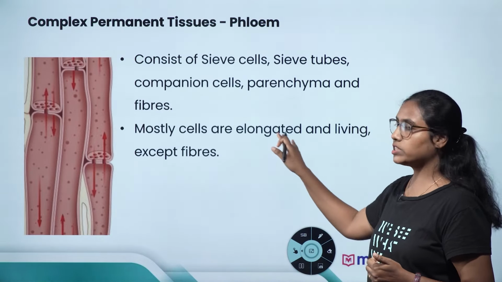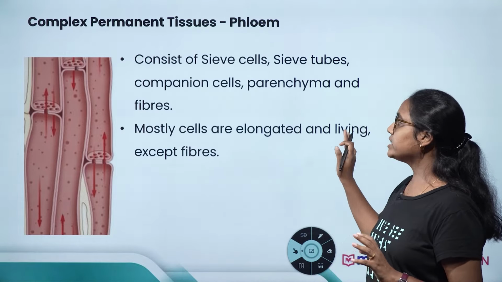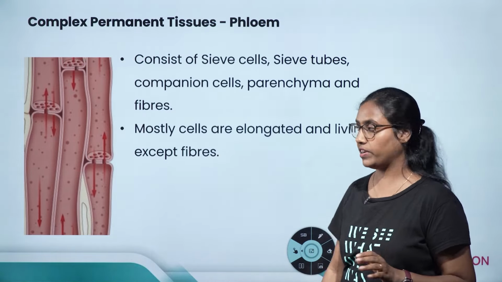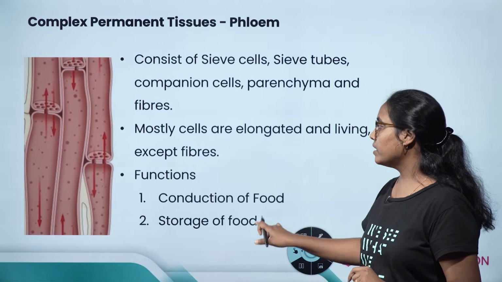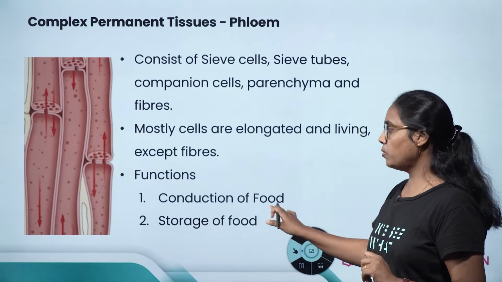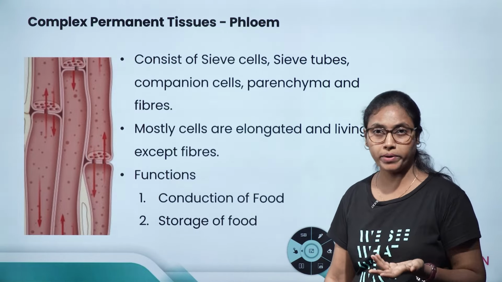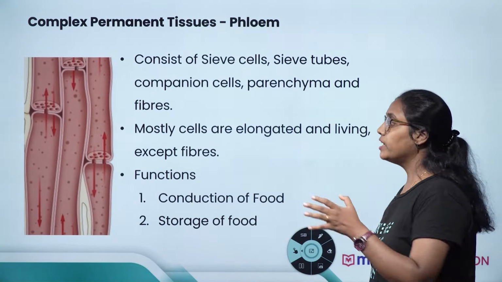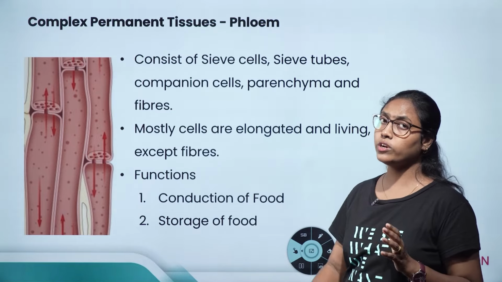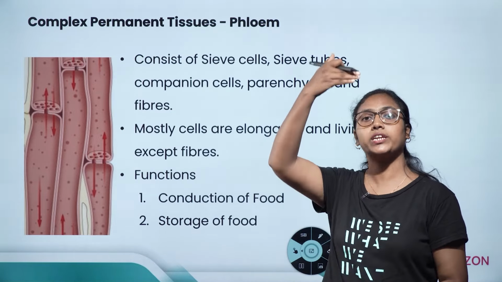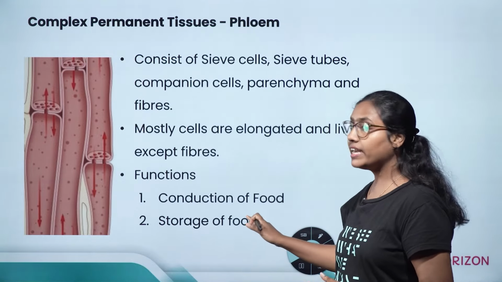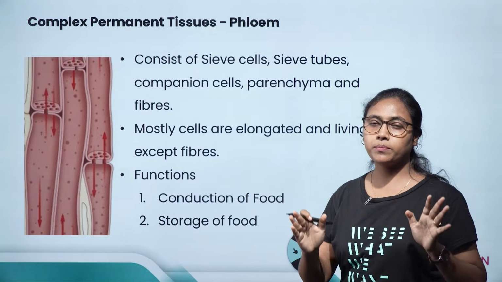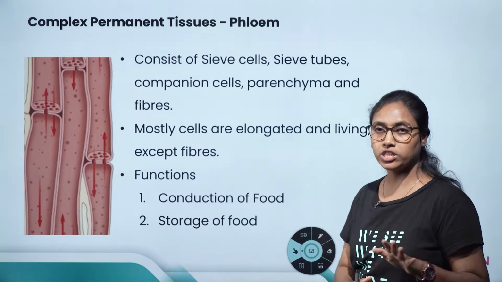Now, you can see mostly here also the cells are elongated and living, but fibers are not living, and sieve tubes are not living. Next function, what do they do? They help in the conduction of prepared food material. Whatever the leaves, the green parts of the plants have prepared, they help in the transport. They help in transport in both directions, lower as well as upper, and they help in the storage of food. As we can see, this parenchyma helps in the storage of food.